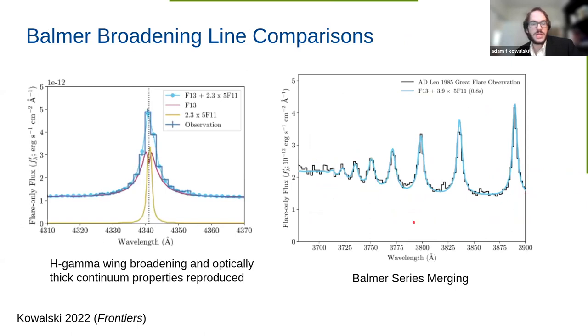We can look in more detail at the comparisons, just to show you the H gamma line and the broadening of the high order series members, pretty well reproduced by this new modeling approach with our updated hydrogen broadening.